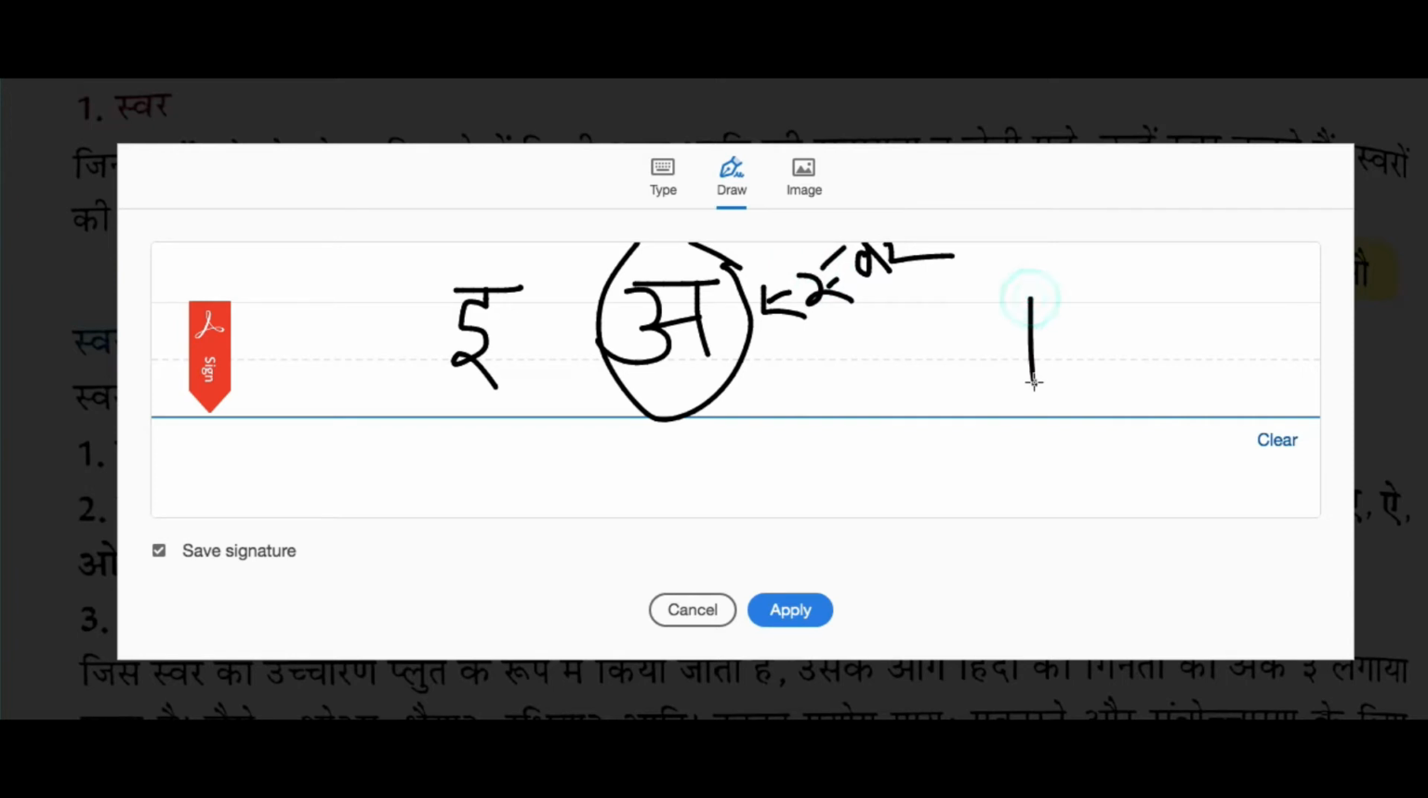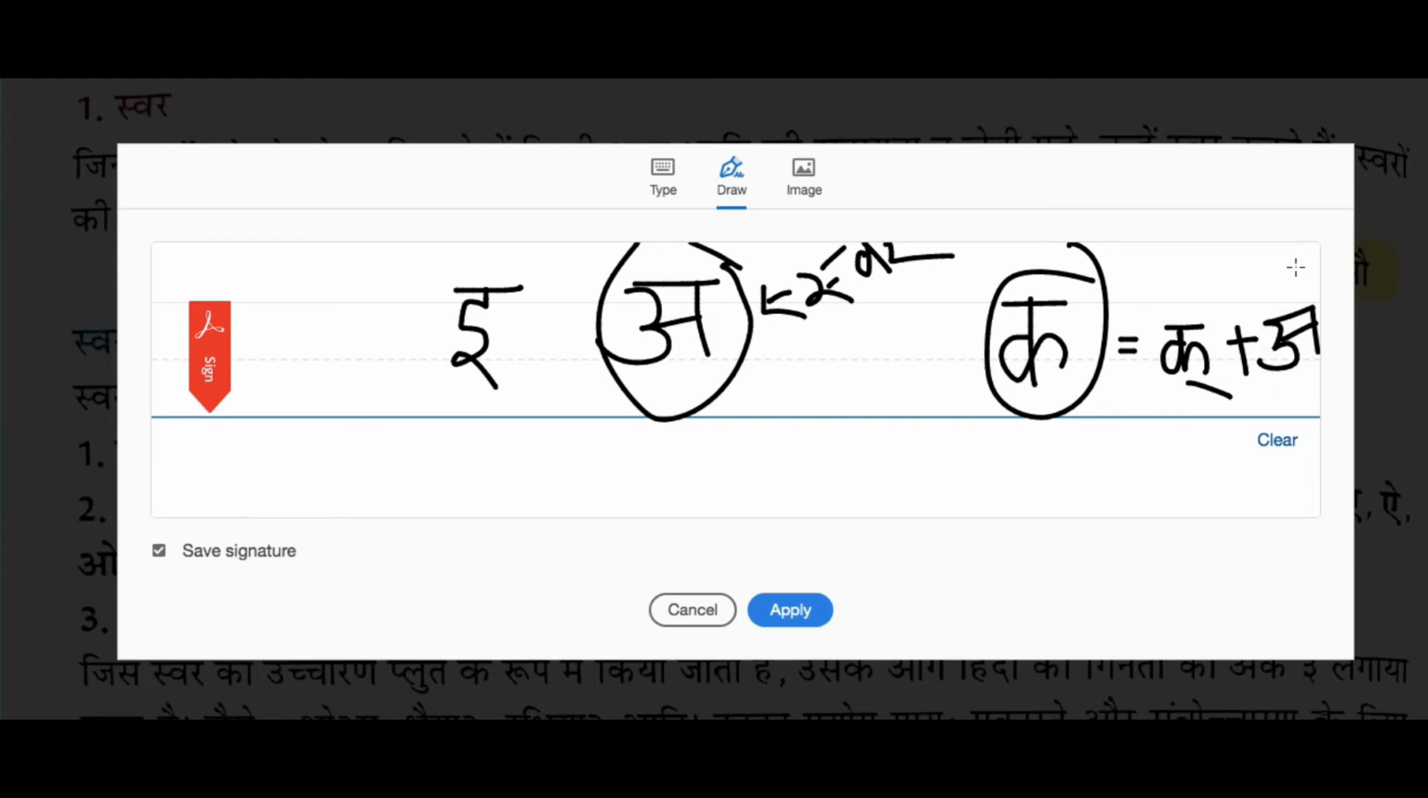But when you write ka, this ka is vyanjan. This vyanjan needs the support of swar. You can't say or write a vyanjan without the support of swar. How? Let me explain. This ka is equal to ka plus a.